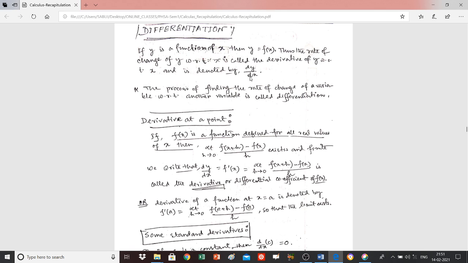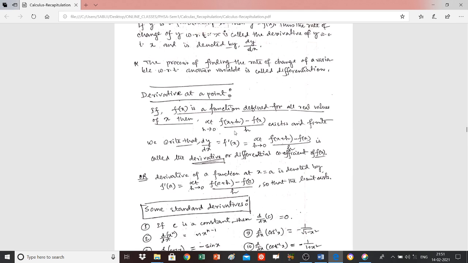If dy is the change of y when x changes by dx, then the rate of change of the dependent variable with respect to the independent variable is dy by dx, and this is the differentiation of y with respect to x. Now come to an important point, that is, the derivative at a point.